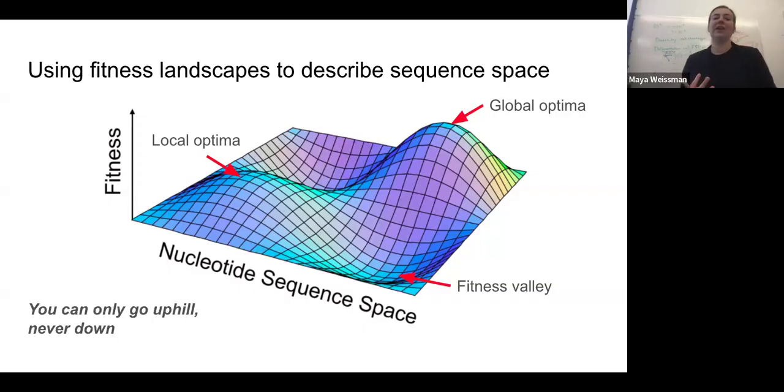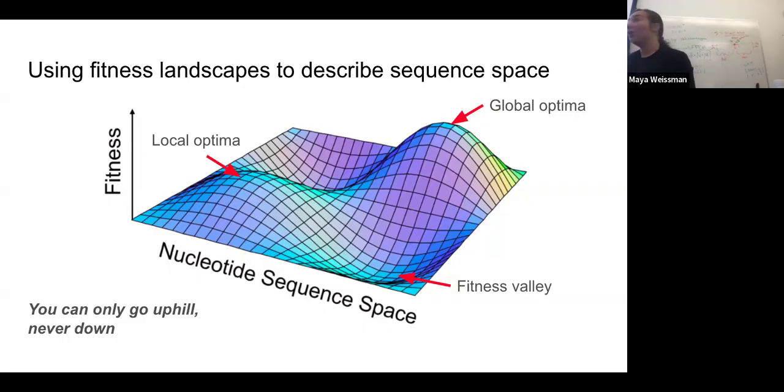And this overall point that I'm going to keep hammering home is that you can only go uphill, never downhill. You're always increasing fitness. Decreasing fitness is deleterious in the short term, and evolution is always acting in the short term. Evolution cannot know that in 10 generations, this mutation is going to be amazing because it can only see what's happening right now. So in this case, maybe that global optimum would never be reached.